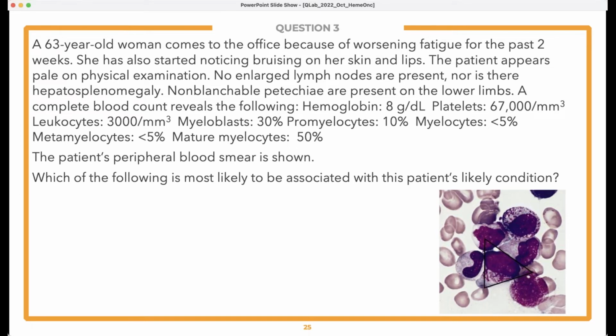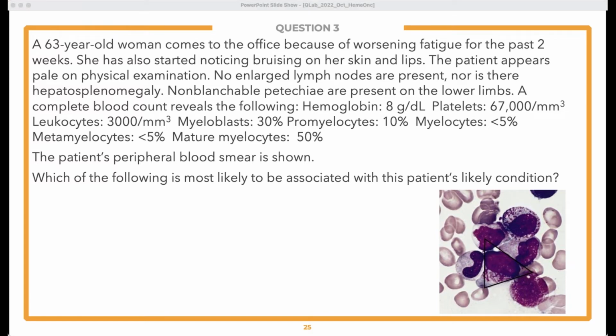Okay, taking all of that in, let's read that lead-in again. Which of the following is most likely to be associated with this patient's likely condition? Think about how many steps it will take to solve this one. Let us know in the question box as I pass it off to Paris. Paris?